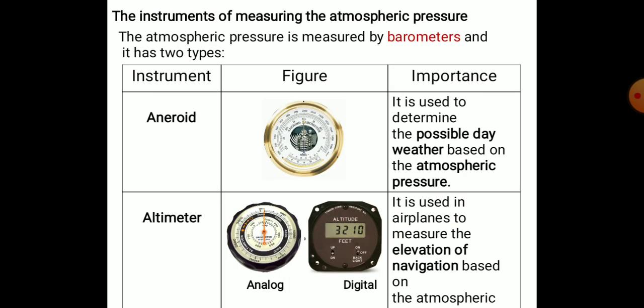Now we are going to talk about the instruments for measuring atmospheric pressure. Atmospheric pressure is measured by barometers, and we have two types here. First, the aneroid, which is used to determine the possible day weather based on the atmospheric pressure. The other one is the altimeter. The altimeter has two types, analog and digital, and it is used in airplanes to measure the elevation for navigation based on the atmospheric pressure.